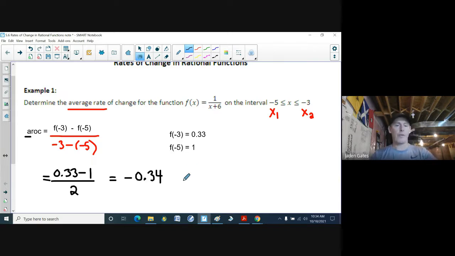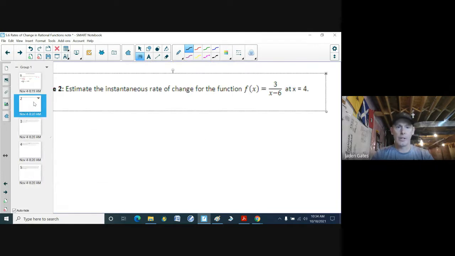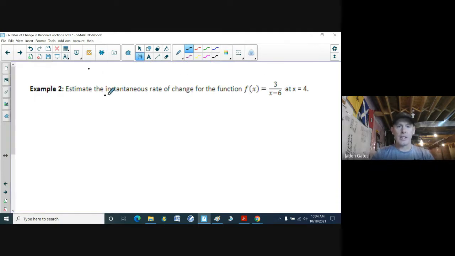But here's what we're looking for, more appropriately: the instantaneous rate of change. Now, in our first unit, that's where we used limits. But again, we'll get into that more when we get to calculus, but we're all about the estimating right now. And we have our x value at 4.